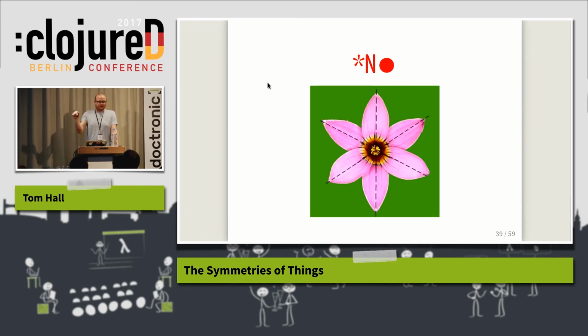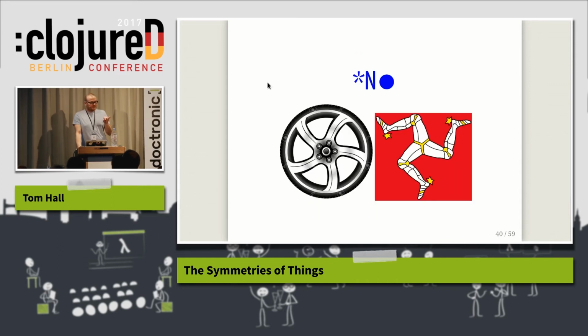So star n dot means n-fold kaleidoscopic symmetry fixing a point. And you can have as many of the mirror lines as there are natural numbers, so there's infinitely many of those. And the other type of symmetry that fixes a point is rotational symmetry. So you can turn that wheel 1, 2, 3, 4, 5. So it has 5-fold rotational symmetry. They actually call it gyrational symmetry. And that's the flag of the Isle of Man. So that has 3-fold gyrational symmetry, fixing a point. So there's infinitely many of those.